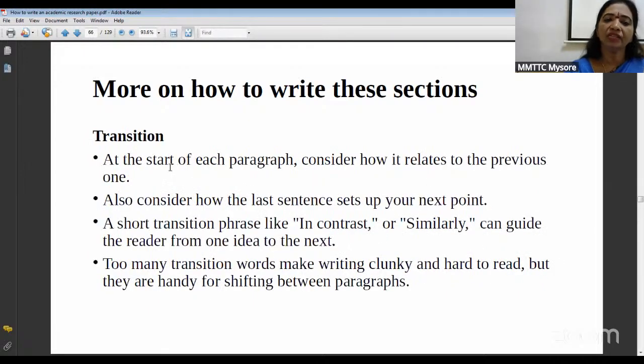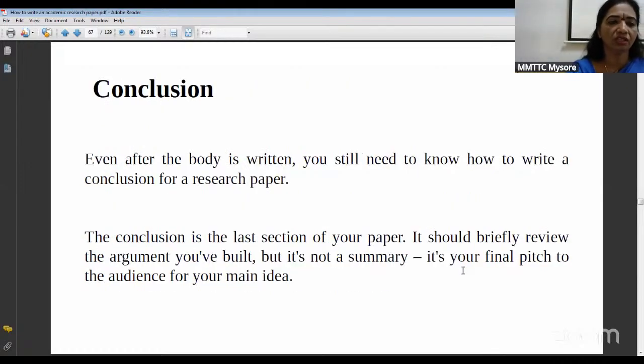And then transition. At the start of each paragraph, you should take help from the previous paragraph. Consider how it relates to the previous one. Also consider how the last sentence sets up your next point. Short transition phrases like in contrast or similarly can guide the reader from one idea to the next. Too many transition words make writing clunky and hard to read. So you should not use too many transition phrases, nor too few transition sentences either.